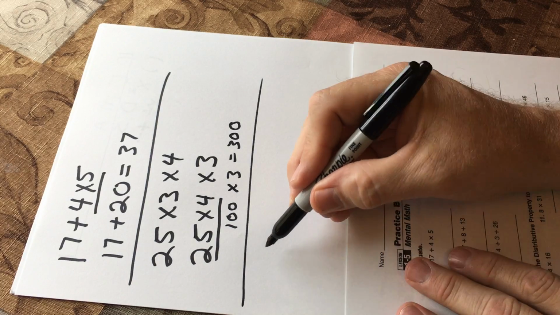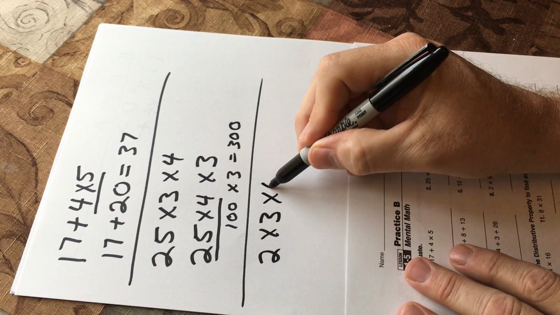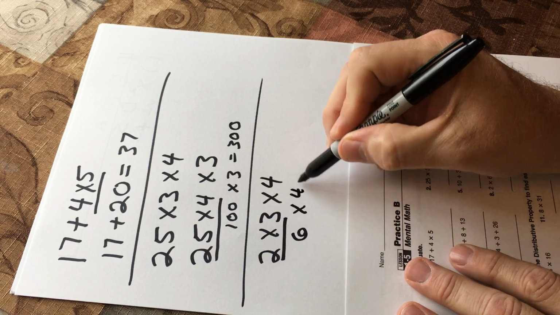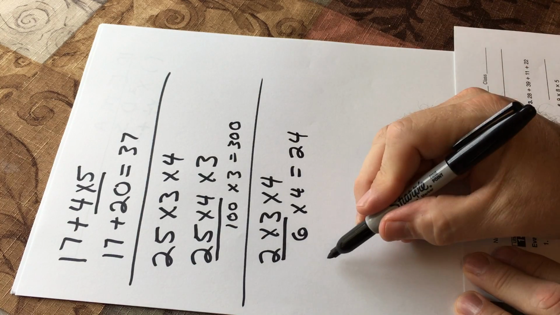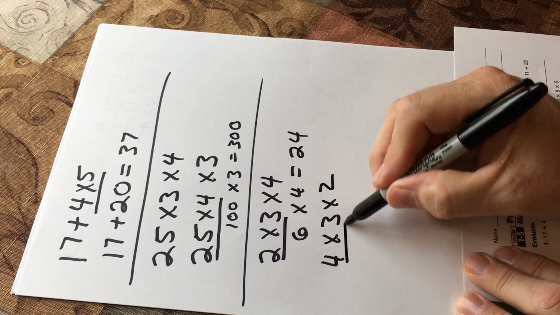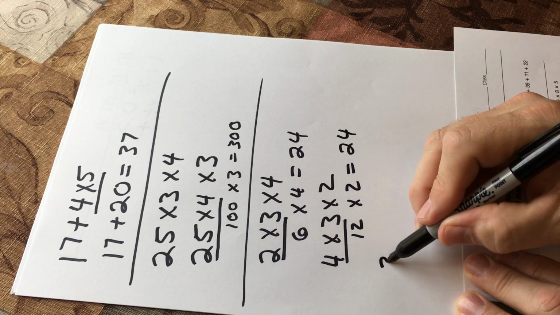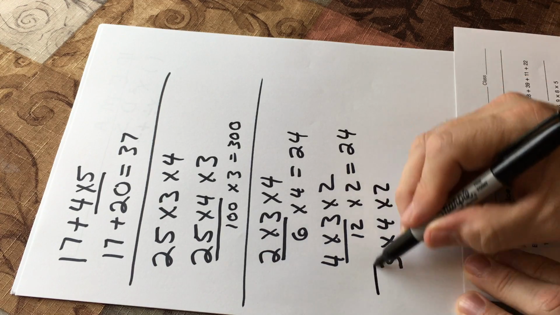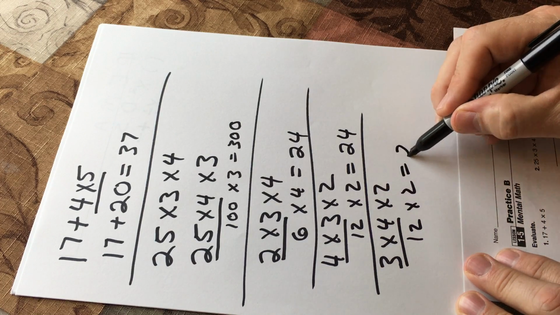And here, just as an example, let's look at this. 2 times 3 times 4. And let's prove it. 2 times 3 is 6, times 4 equals 24. Okay, let's try it as 4 times 3 times 2. Well, here's 12 times 2. Well, that equals 24. Let's put the 3 out in front. 3 times 4 times 2. Well, 3 times 4 is 12, times 2 is equal to 24.